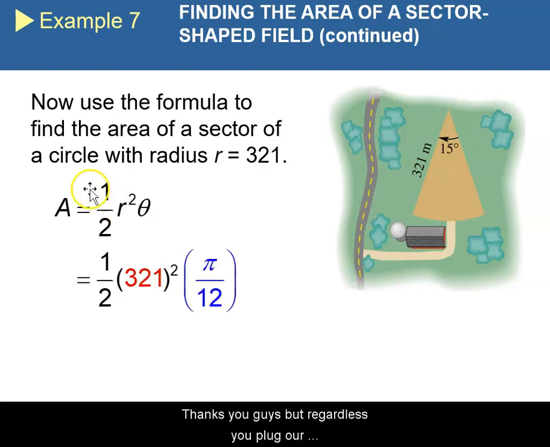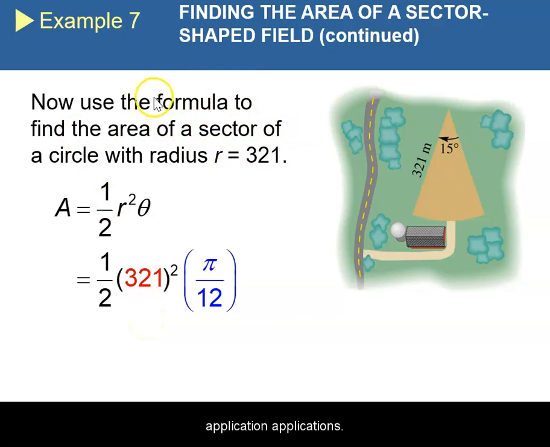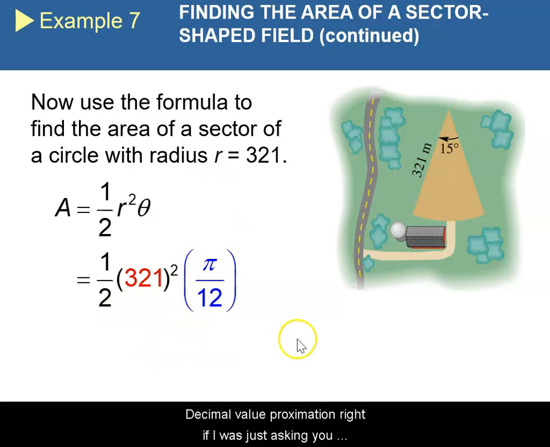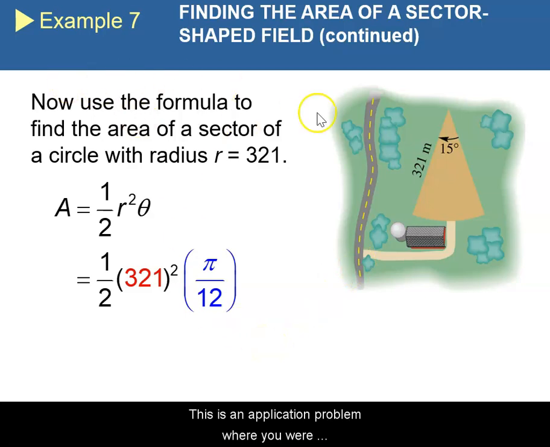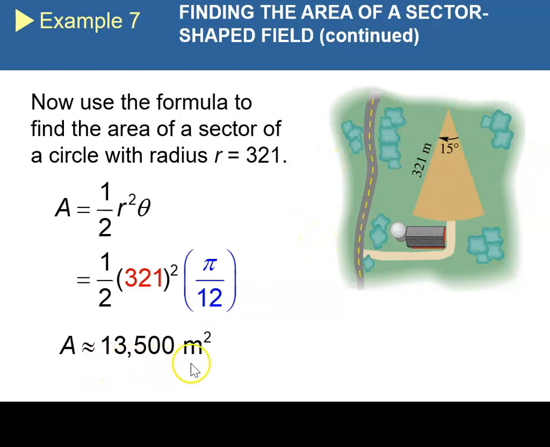But regardless, we plug our values into our formula and we can just throw it into our calculator. Again, this is an application. Applications mean that we need to have decimal value approximations. If I was just asking you, here's a regular old circle, give me these values, and there were no measurements, I'd need things exact. This is an application problem where we're talking about watering something. You can give me your approximate values here.